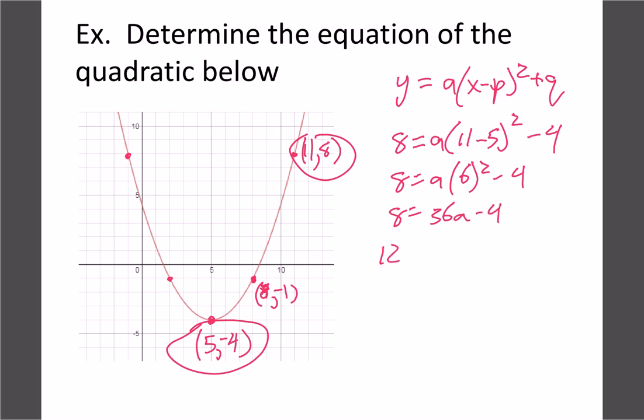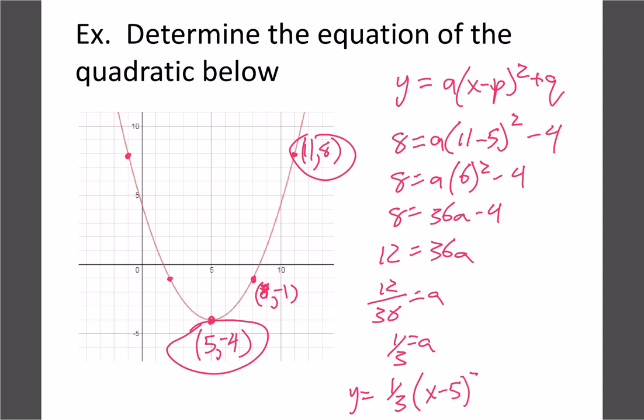Let's bring the 4 to the other side. So 8 plus 4 is 12. 12 divided by 36 will equal 1/3. So from that, we know our equation then is going to be 1/3 times (x minus p, which is 5) squared, and minus 4 for our q. And that's it. So it's not too tough. You just have to make sure you get your coordinates in the right location.